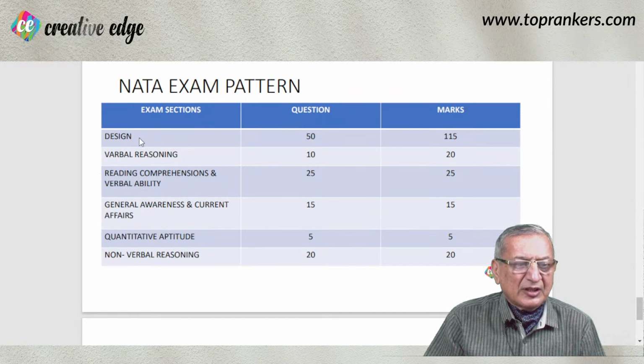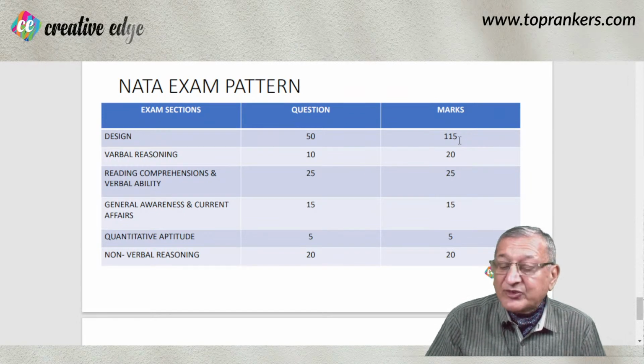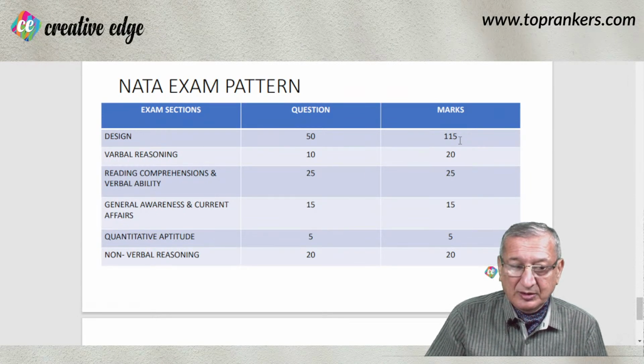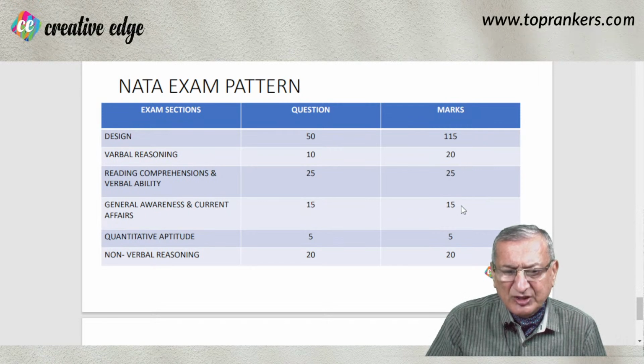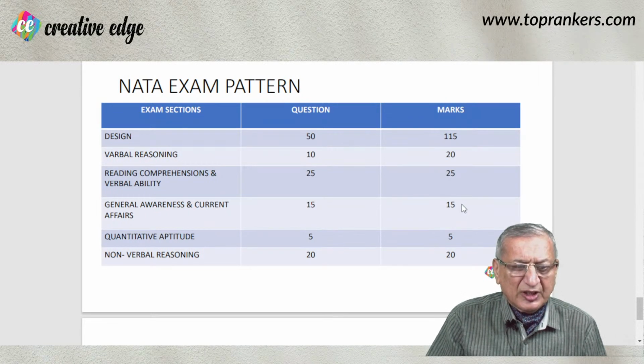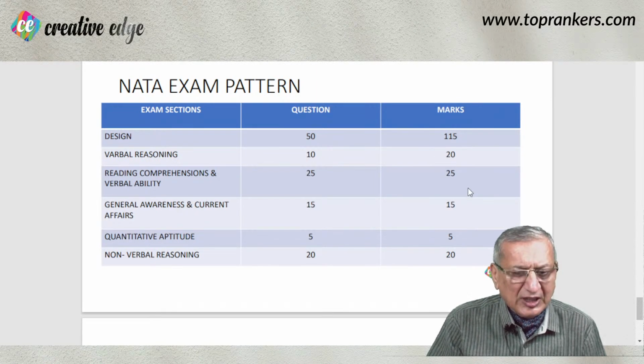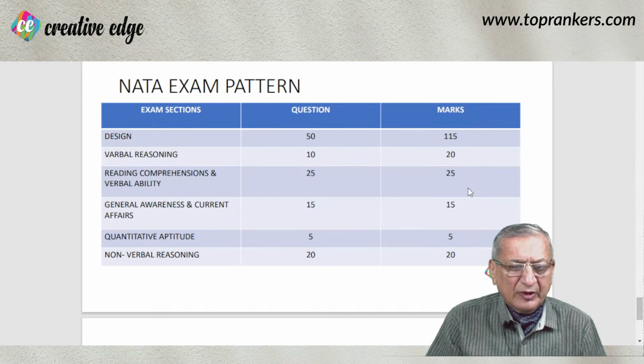NATA, the pattern, the design is still, the marks are 115. Verbal reasoning 20, reading comprehension, verbal ability 25, and they keep on changing or interchanging. General awareness and current affairs. With design I also mean AAT, architecture awareness, so that I will describe to you in a while.